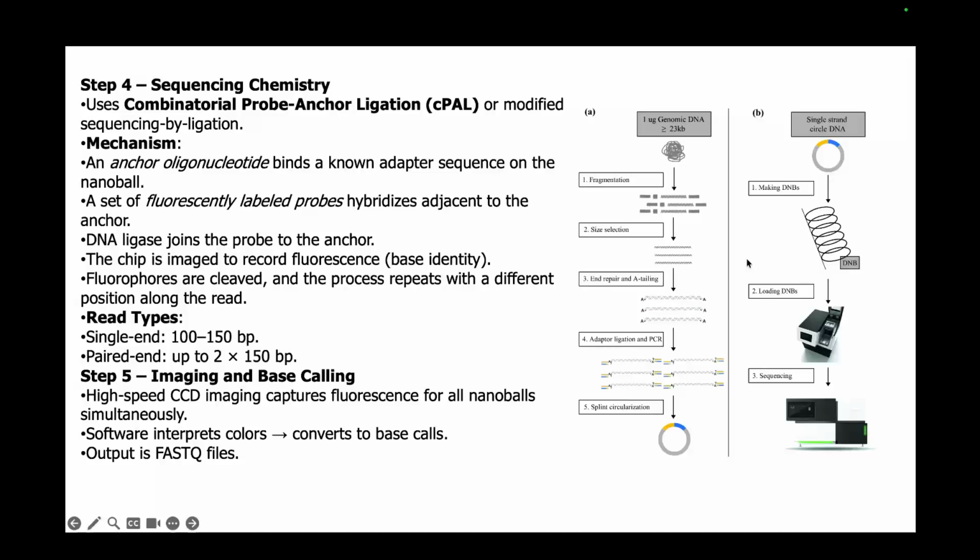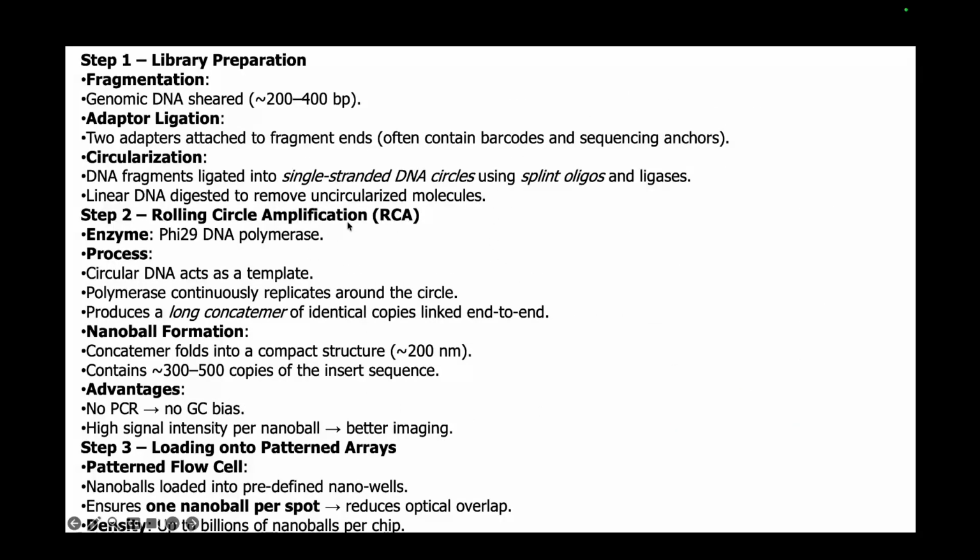Yeah, as I was saying, you are using these fluorescently labeled probes to bind with the DNA nanoball and give out the signal, with millions of nanoballs present in the flow cell. So the main thing to remember here is the rolling circle amplification.